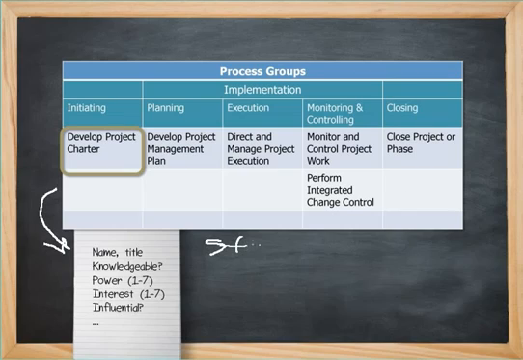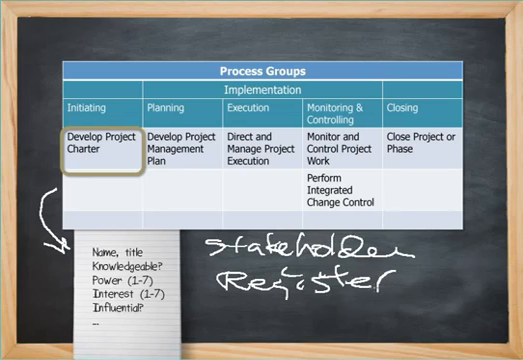And this includes the name, the title, how knowledgeable they are. You can put a metric of power, in other words, how they're able to help the project succeed, with 1 being the lowest and 7 being the highest, and the interest they might have in the project, 1 being the lowest and 7 being the highest. There's all sorts of other items or characteristics you may want to include, including how influential they are, but we won't go further into that.